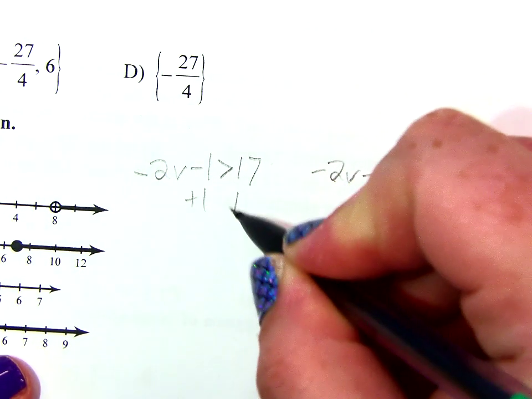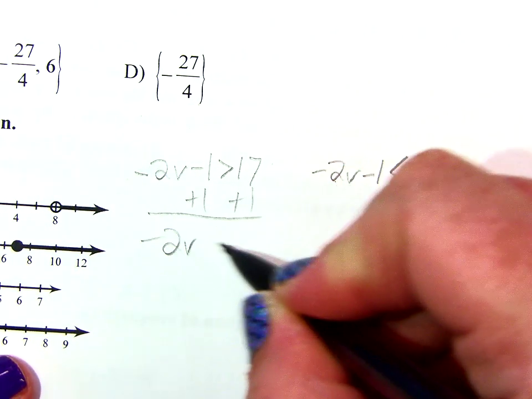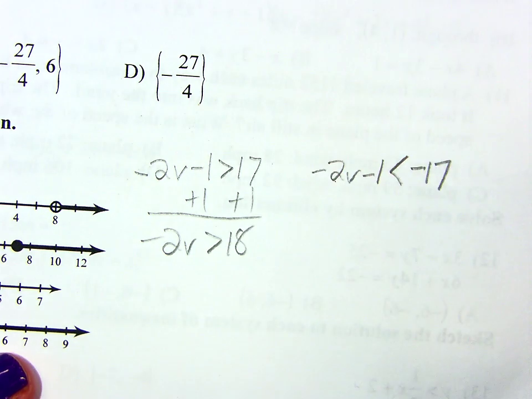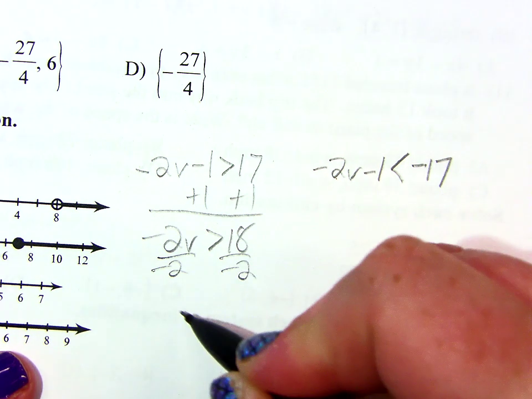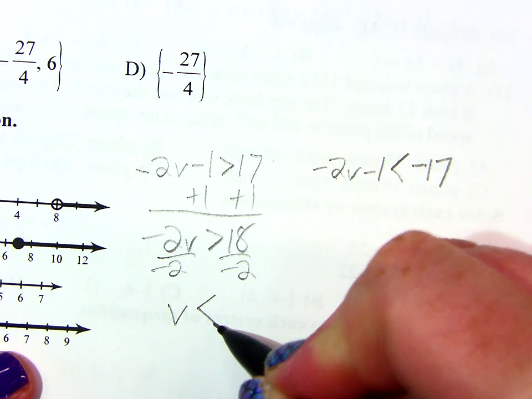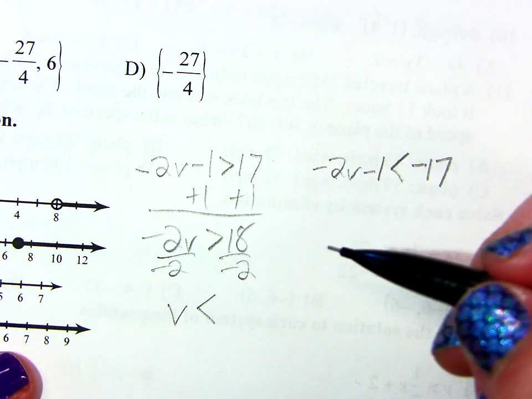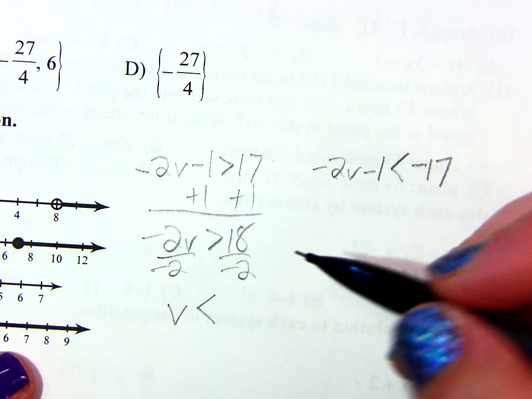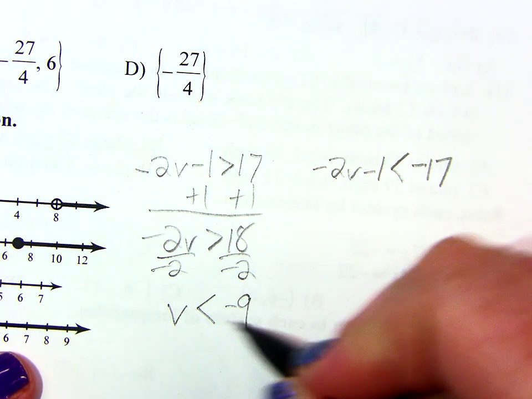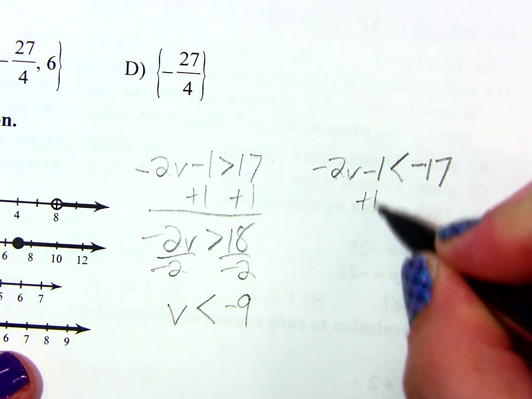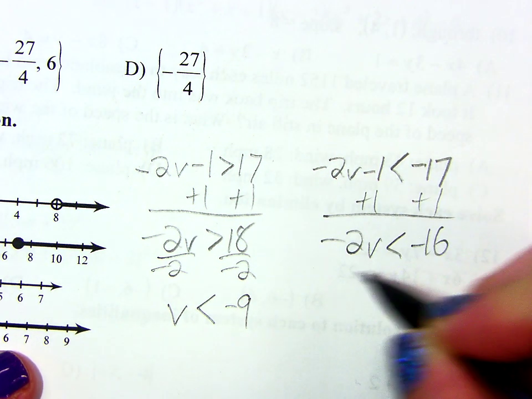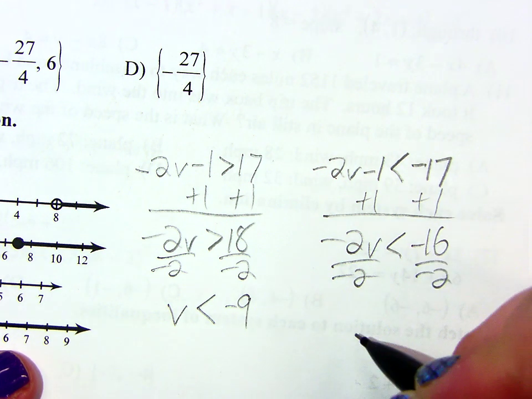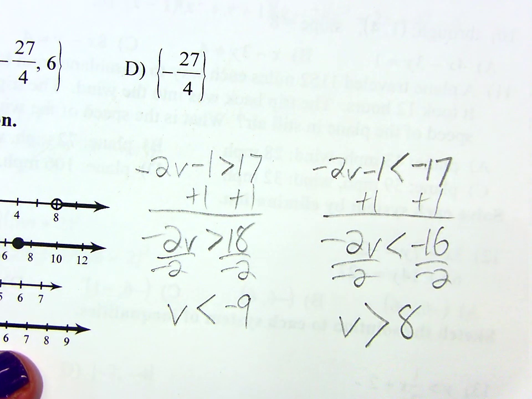So I add 1, add 1. Don't forget, if I multiply or divide by a negative like I'm about to do, what happens? Remember, you got to flip that symbol over if you multiply or divide both sides by a negative number. So that becomes that, and then I do the same thing over here. I just solve it like it's its own problem. Again, I'm dividing by a negative, so that flips over.